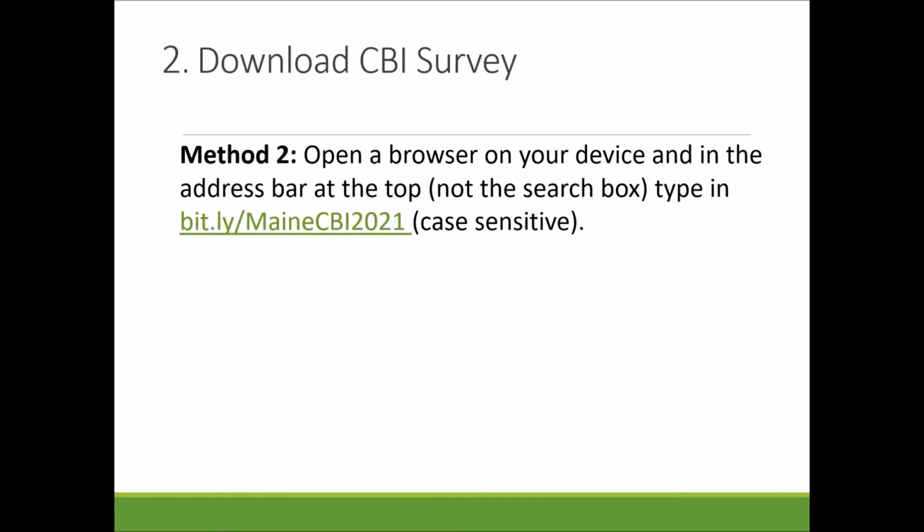What you need to do is open up a browser app, so Safari or Chrome or Edge or whatever other internet browser might be on your phone. And in the address bar at the top, type in this link, bit.ly/main CBI 2021, and it is case sensitive. So just be aware of that.